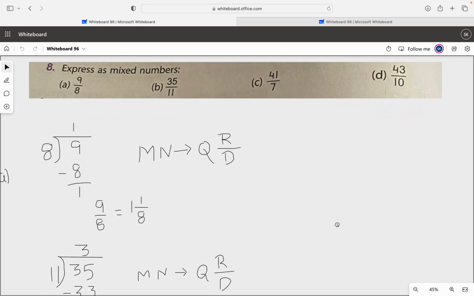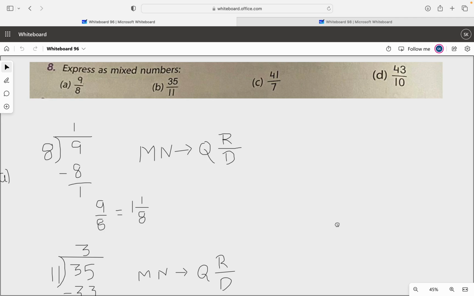Now we come to the real problem where I got confused when I was of your age. Okay. Express as mixed numbers. So what is the criteria for you to understand whether you can convert the fraction into a mixed number? It has to be an improper fraction. The numerator should be higher than the denominator. So that's the first criteria.